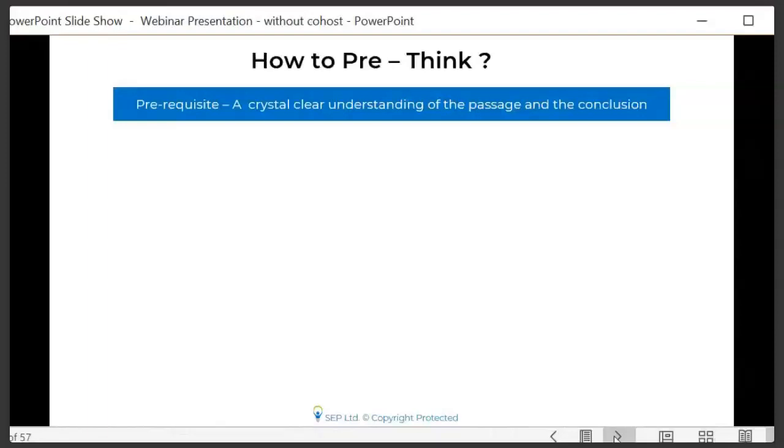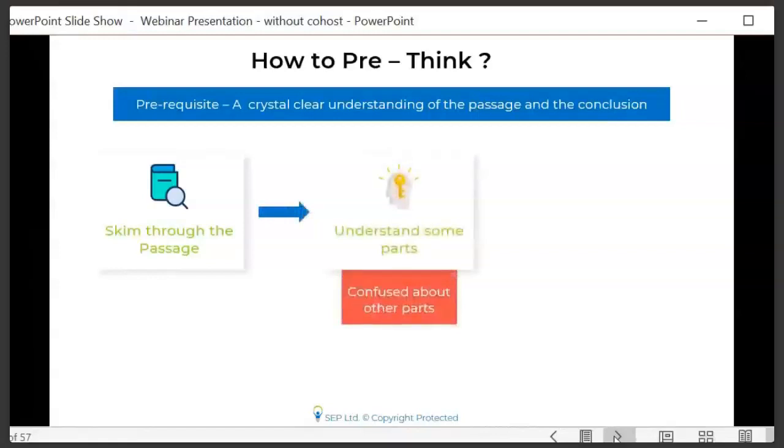Thinking along what lines? For that, the prerequisite is that you should have a crystal clear understanding of the passage and the conclusion in the passage, if there is any conclusion. You cannot pre-think successfully if you have not understood every word of the stimulus or the passage, and if you have not understood the scope of the conclusion. If you are just skimming through the passage, in your hurry, glossing over it, you understand some parts, and there are certain parts where you remain confused, but you move on with reading the rest of the passage.